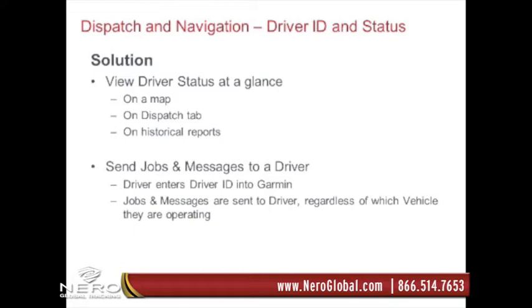The second part is driver ID, and this allows you as a dispatcher to send jobs and messages to a driver. What I mean by that is before you were able to send jobs to a vehicle, and that really worked well when it was one driver for one vehicle. No matter which vehicle a driver gets into, as long as they key in their driver ID, they're going to be able to receive their own specific jobs and messages, regardless of which vehicle they're operating.